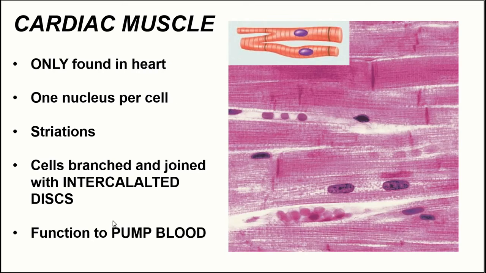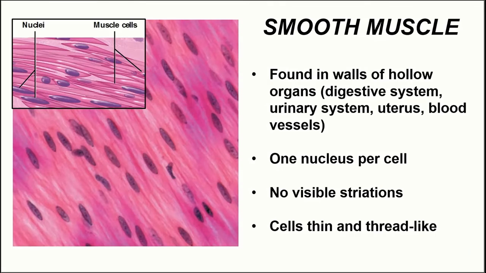So of course, muscle tissue's job is to produce movement by contraction, and so the contractions of cardiac muscle function to pump blood through the cardiovascular system, that is through the heart and also through the arteries and veins as well. Last but not least, here we'll take a look at smooth muscle.